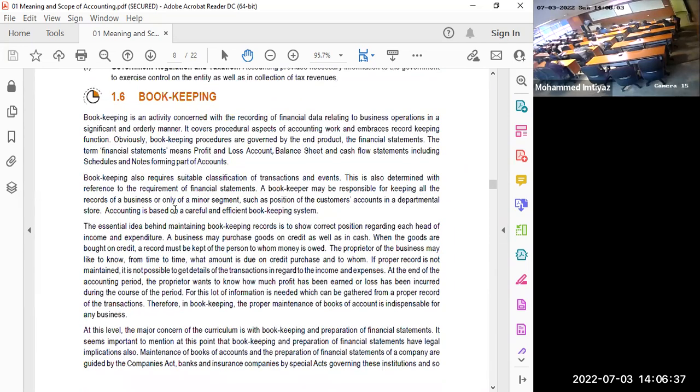Okay, bookkeeping. What is bookkeeping? Recording of business transactions. The first stage of accounting is bookkeeping, recording in subsidiary books and journal.